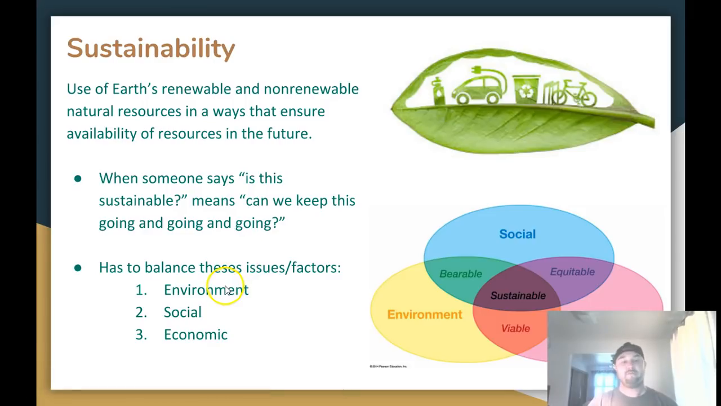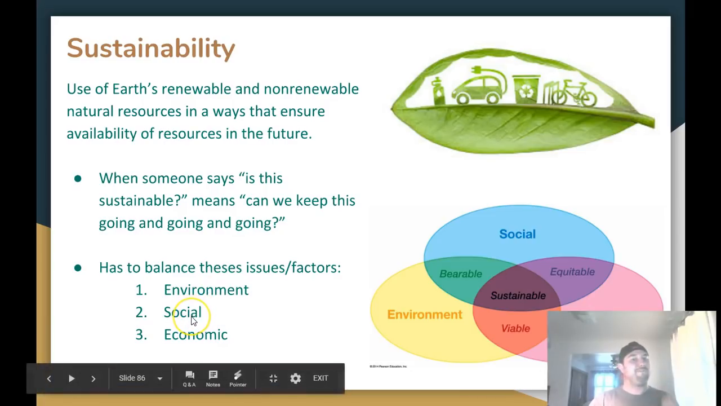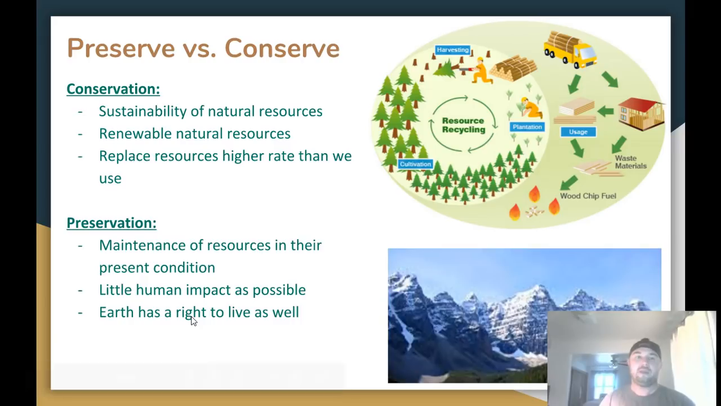If it's going to hurt the environment, eventually we're going to run out of the resources. But if it's good for the environment, we love it, socially we like it, but we can't afford it, then you can't keep that going. That is not sustainable. Now, these two terms, you want to make sure you understand the differences. Conserve, if you think about the conservatives of sorts, conservatives still spend money, but they don't like to spend a lot of money.